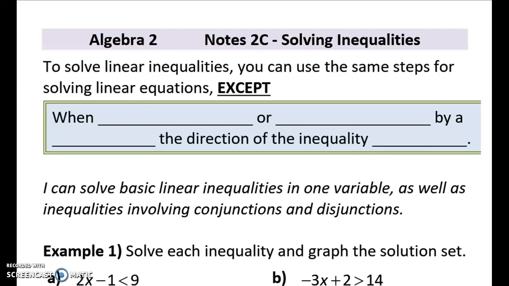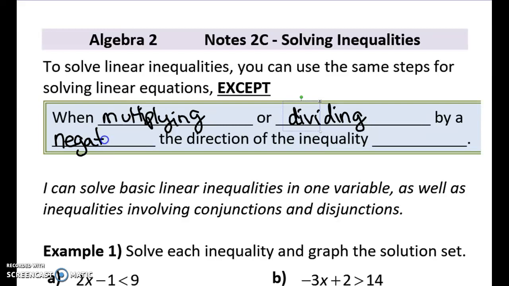Today we're going to learn how to solve linear inequalities, which is basically like solving linear equations, except when you are multiplying or dividing by a negative, the direction of the inequality is going to actually flip. So that's the key difference.